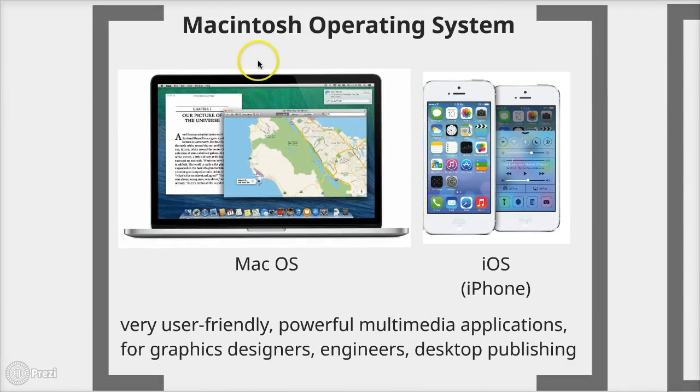And next we have the Macintosh operating system. Usually we call this MacOS. It also has a companion called iOS on the iDevice, such as iPhone. The macOS is a very user-friendly operating system, and it supports really powerful multimedia applications, such as photo editing and video editing. So it is mainly designed for graphic designers, engineers, or for people who work in the desktop publishing industry.